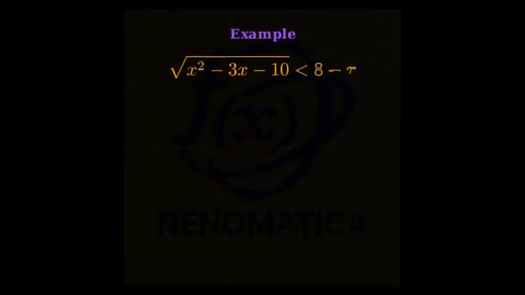Example. We will solve the inequality: the square root of x squared minus 3x minus 10 is less than 8 minus x. We will strictly follow 4 steps: domain of the square root, positivity of the right side, square both sides, and intersect all conditions.